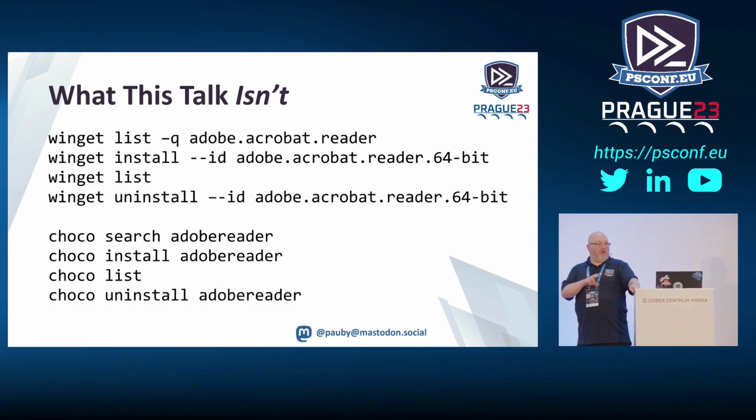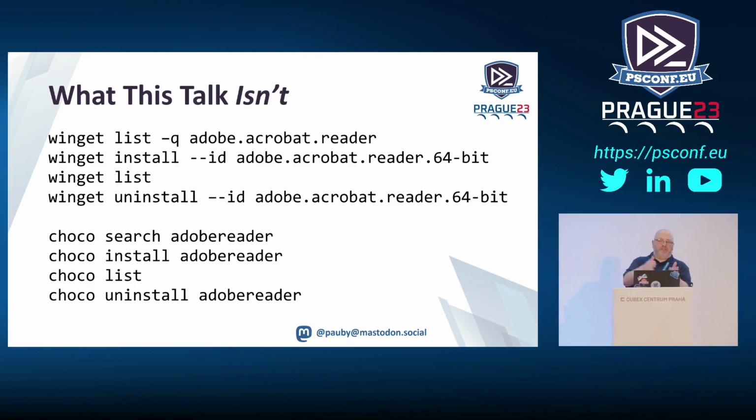So the question is, because if you see the slides here, looking at Adobe Acrobat Reader, there's dots in the package ID for Adobe Acrobat Reader. The Chocolatey one is Adobe Reader. Is there any way to align those names so that, you know, if you're using both of those package managers, it doesn't get confusing? Demetrius wants to answer that, I hope.